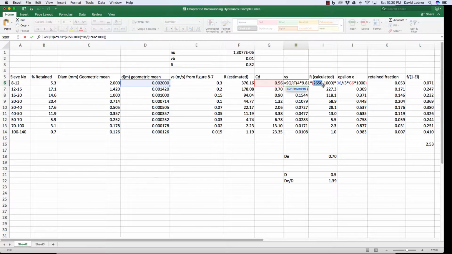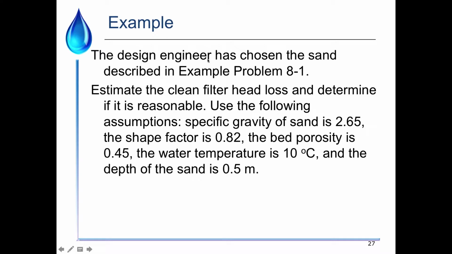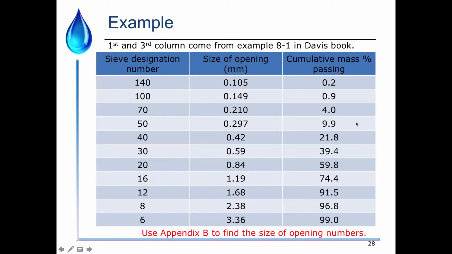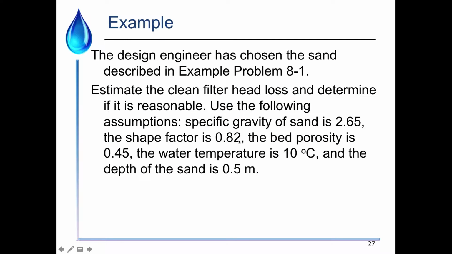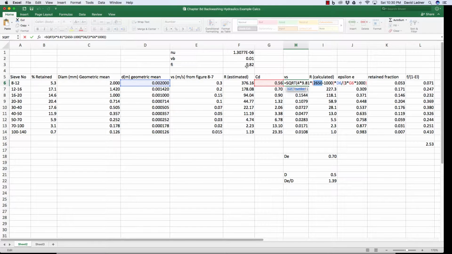2650 was given to us in the problem as the specific gravity. Let's check that actually. Here, estimated the clean filter head loss. That was the first example that we did. Specific gravity, 2.65 there. Notice the shape factor is also 0.82. And yeah, that's where we got the shape factor. Okay, so we're good there.